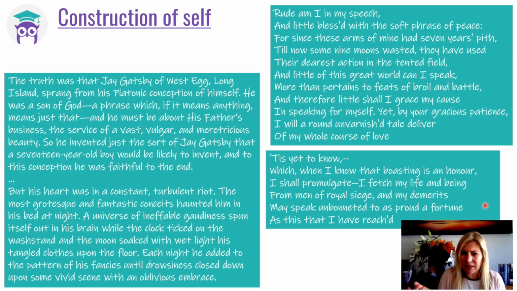And actually, I am just as high status as Desdemona when he says "as proud a fortune as this that I have reached." That demonstrative determiner there, this. Oh no, pronoun, sorry, he's actually referring to Desdemona. He's saying, I am equal to her, yet he chooses not to say. He says it would be boasting. That's not boasting. So this is again about construction of self. He chooses which parts of himself to show the world.